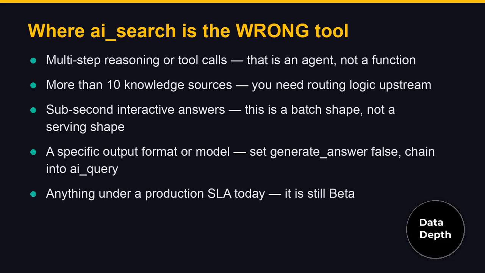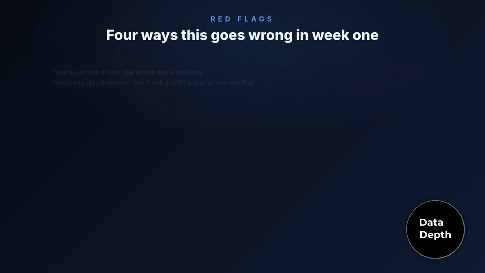If the task needs multi-step reasoning or tool calls, that is an agent, not a function. If you need more than 10 sources, you need routing logic upstream. If you need sub-second interactive answers, this is a batch shape, not a serving shape. If you need a specific output format or a specific model, turn answer generation off and chain the documents into AI query instead. The documentation tells you to do exactly that. And if it is going under a production SLA today, remember what color that banner was. 4 red flags, and I have watched versions of all 4 happen.